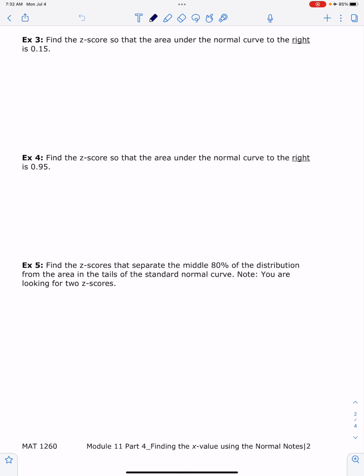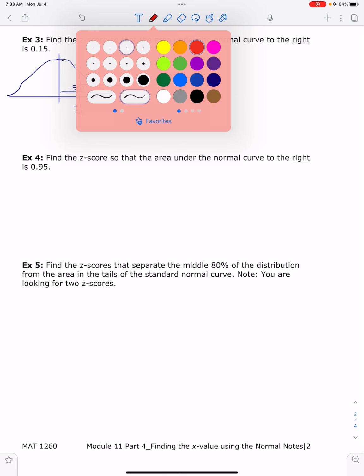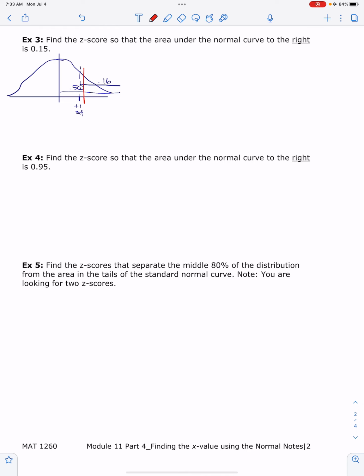So we want the z-score so that the area under the normal curve to the right is 0.15. So we're going to start with our normal curve. Again, we know that 50% lies above the mean. I get 1 standard deviation above. 16% lies above that. So my 15%, we want 15% to the right, somewhere in here.